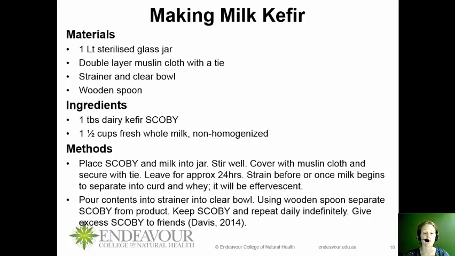You're going to go through a lot of milk, obviously, and you're going to have a lot of excess SCOBY after a while, so just give it away. If you can't give it away, just throw it into your garden if you have one. It can help with keeping away molds and yeasts, etc. from there.